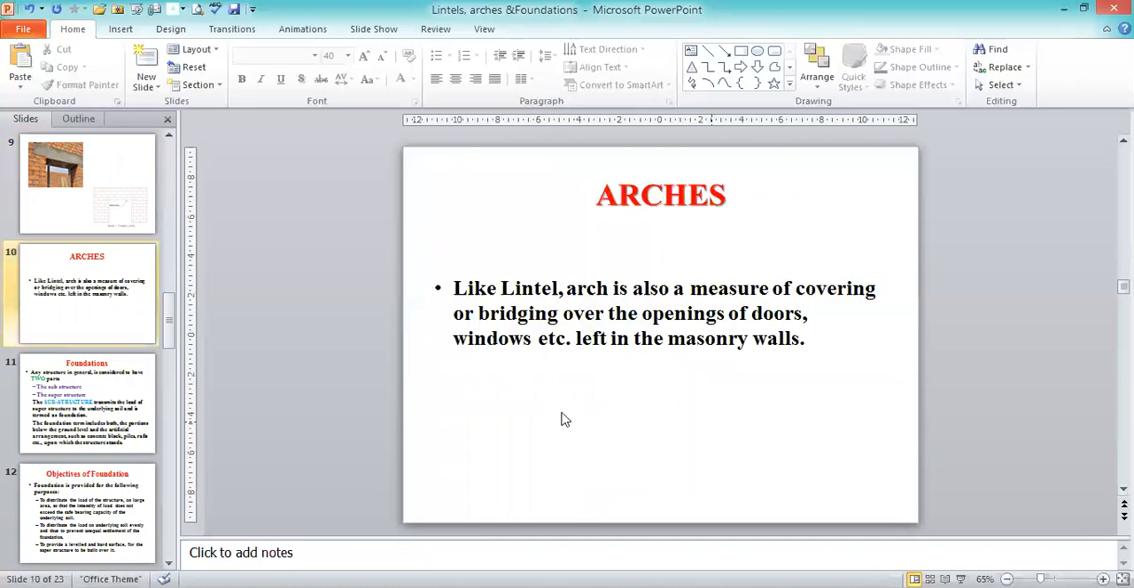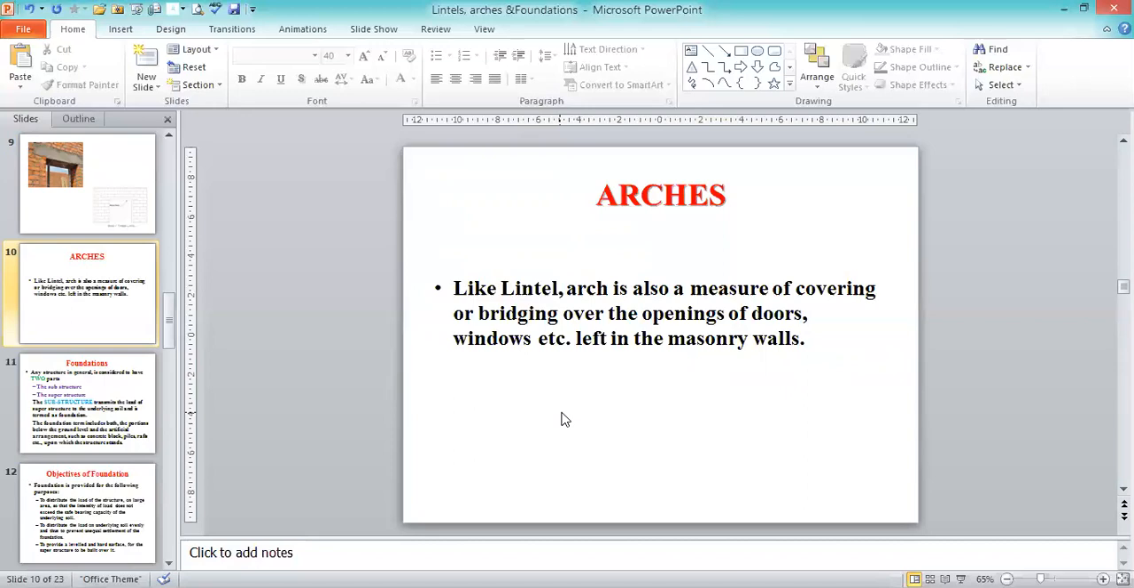Then the arches. Arches are also provided for openings like a lintel, with the same function as the lintel, but the structural composition or shape will be different when compared to the lintel. Lintels are almost all geometric shapes. Arch is called a semicircular one.